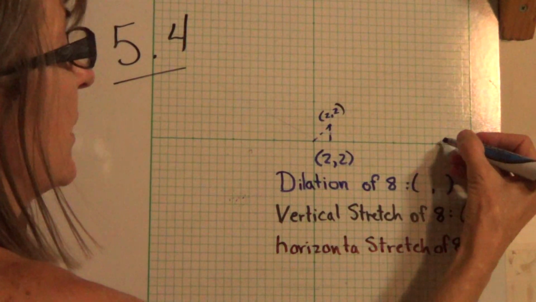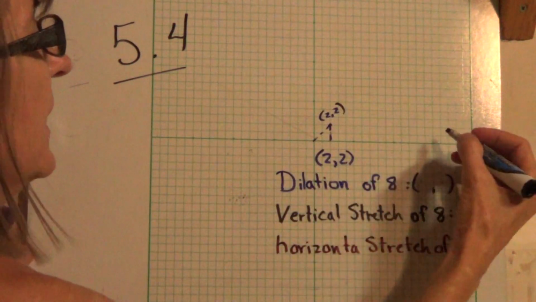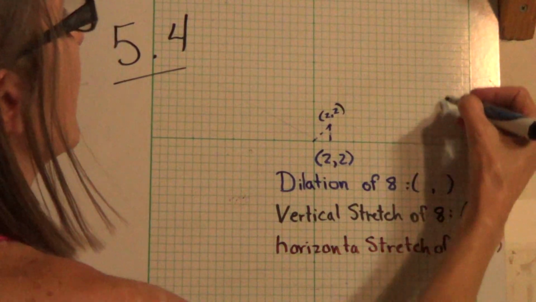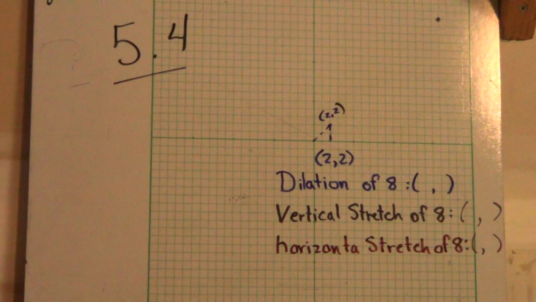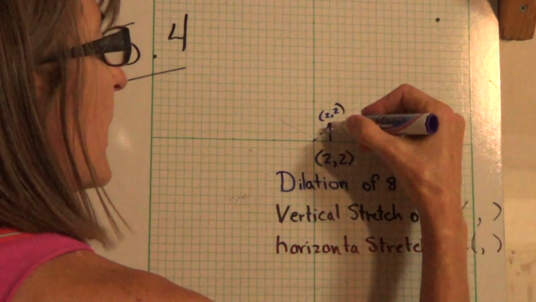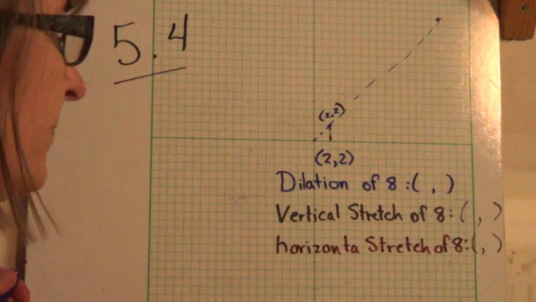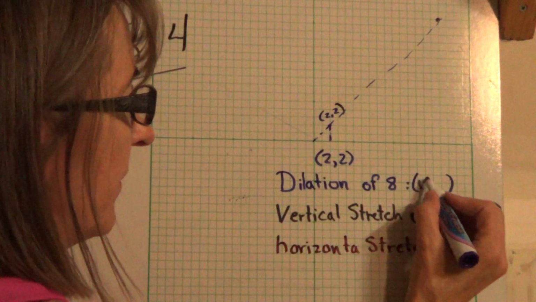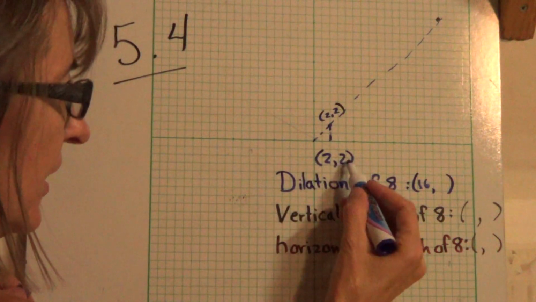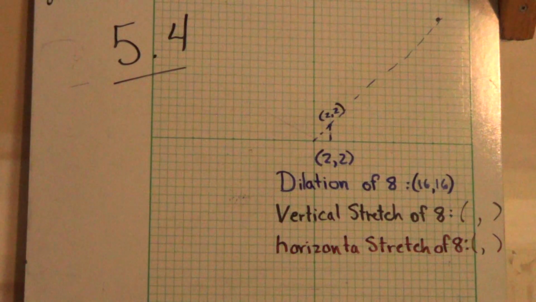But then I also need to go up on the y a multiple of 8, so I would be out at 16. That is to show you that a dilation increases in both directions, whatever your factor is. So if it's a dilation of 8, 8 times 2 would be 16. And a dilation also on the y is 16, because I had (2, 2).